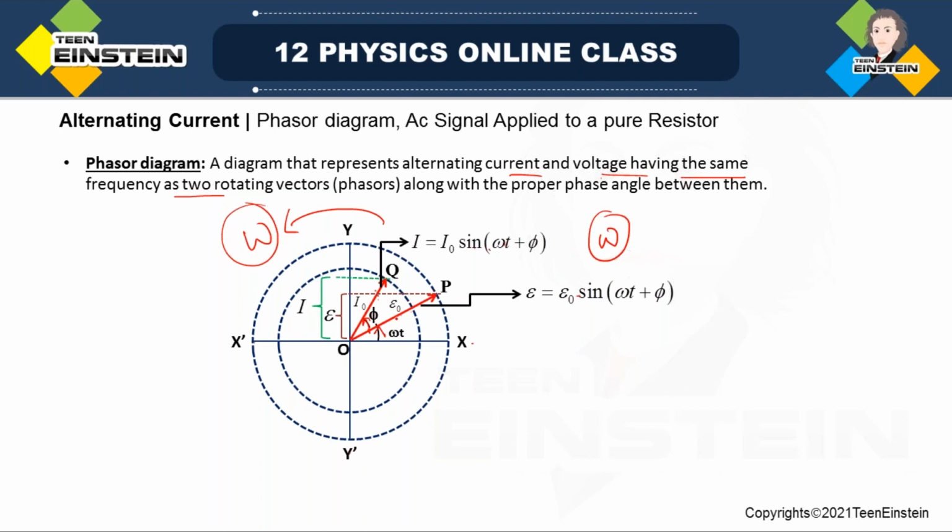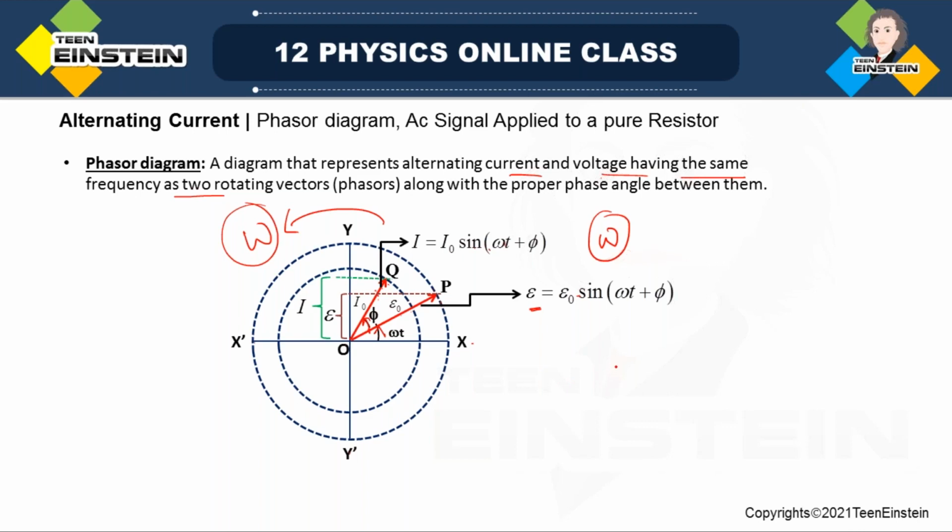Here it is omega, and my phase. So I have taken two rotating vectors for two quantities. One is for the EMF E, which is OP, and for the current we have taken the rotating vector OQ.